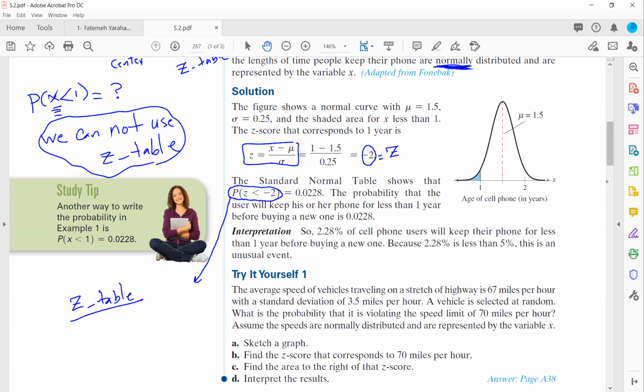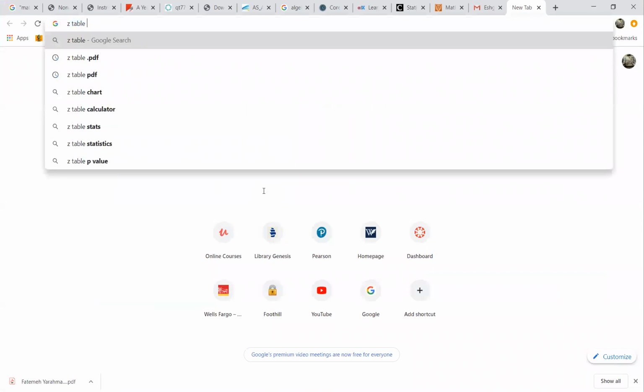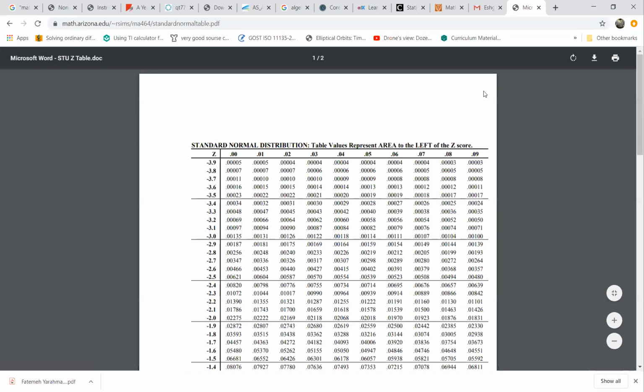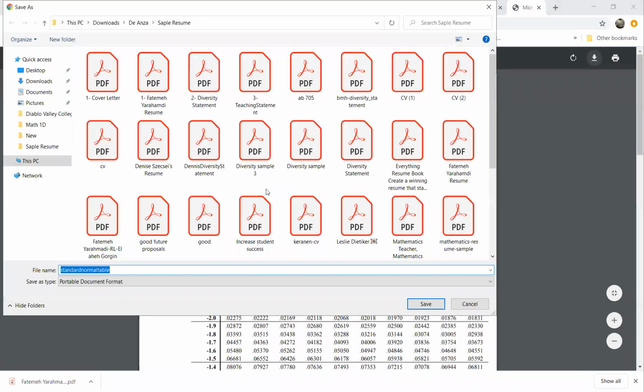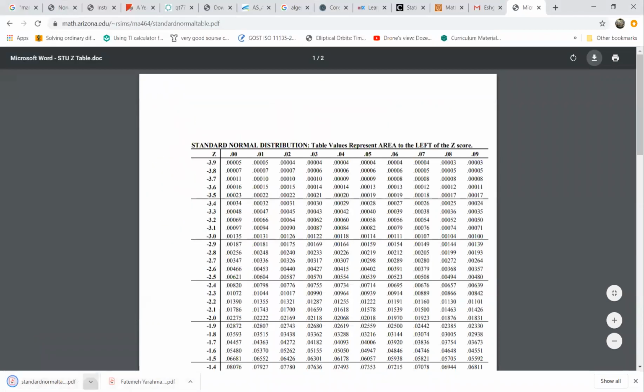Let us look for a good Z table. Okay, let me share the screen with you. I'm browsing a good Z table PDF. Okay. Let's use the Z table from Arizona University. Let's put it on the desktop. Perfect. Let us share the PDF with you.